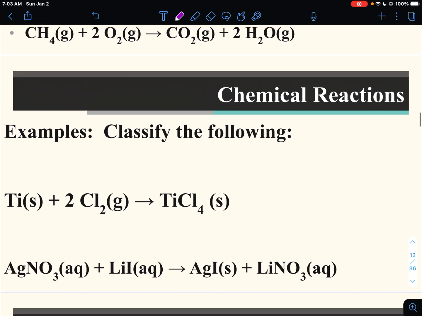So now let's take a look at some examples. What you should do first when you're doing these examples is count the number of reactants and products you have. Because if you don't have 2 and 2, then you know it's either synthesis or decomposition, because the other 3 have 2 and 2. So here we have 2 reactants, but only 1 product. There's only 1 reaction that has that, and that is synthesis.